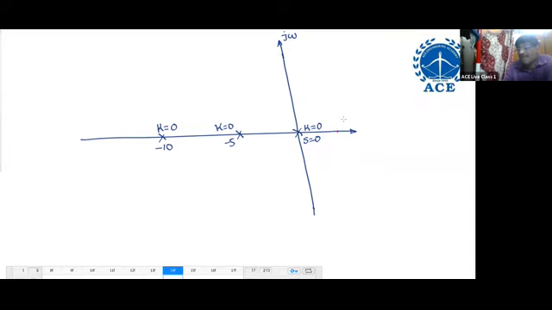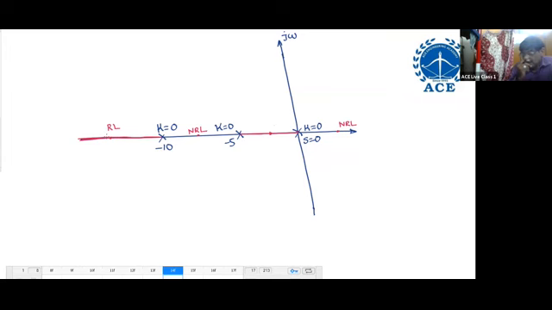Now identify the real axis root locus branches. Take a point, count the poles and zeros to the right. How many? 0 means no root locus. Take a point, count right: 1 means there exists a root locus. 1, 2: even means no root locus. 1, 2, 3: odd means there exists a root locus. So make it dark. Root locus means make it dark.